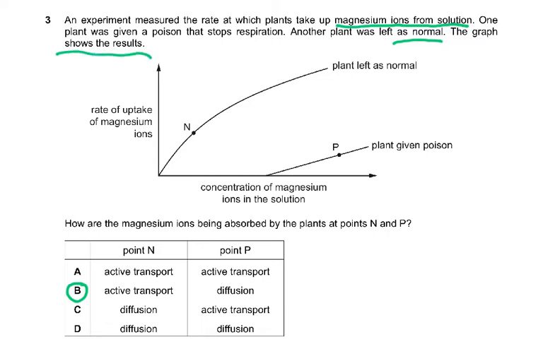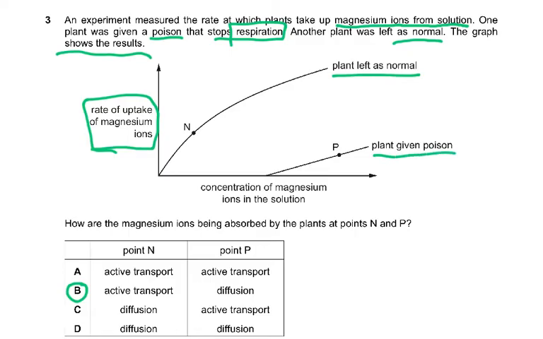So, an experiment measured the rate at which plants take up magnesium ions from the solution. One plant was given a poison that stops respiration. So no energy, no active transport. Another plant was left as normal. The graph shows the results. Rate of uptake of magnesium ions is on the y-axis. Plant left as normal and plant given poison.